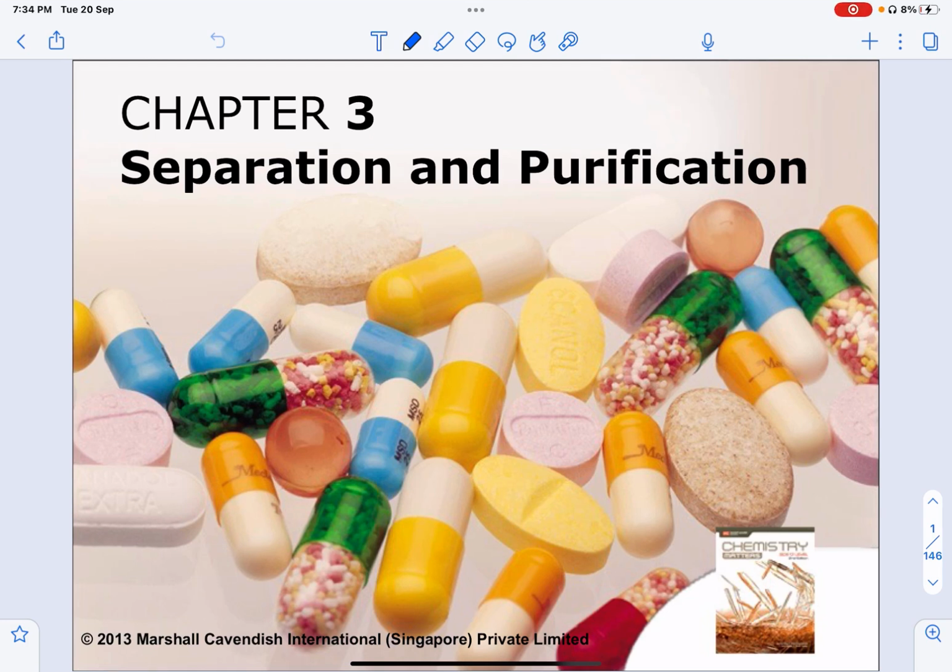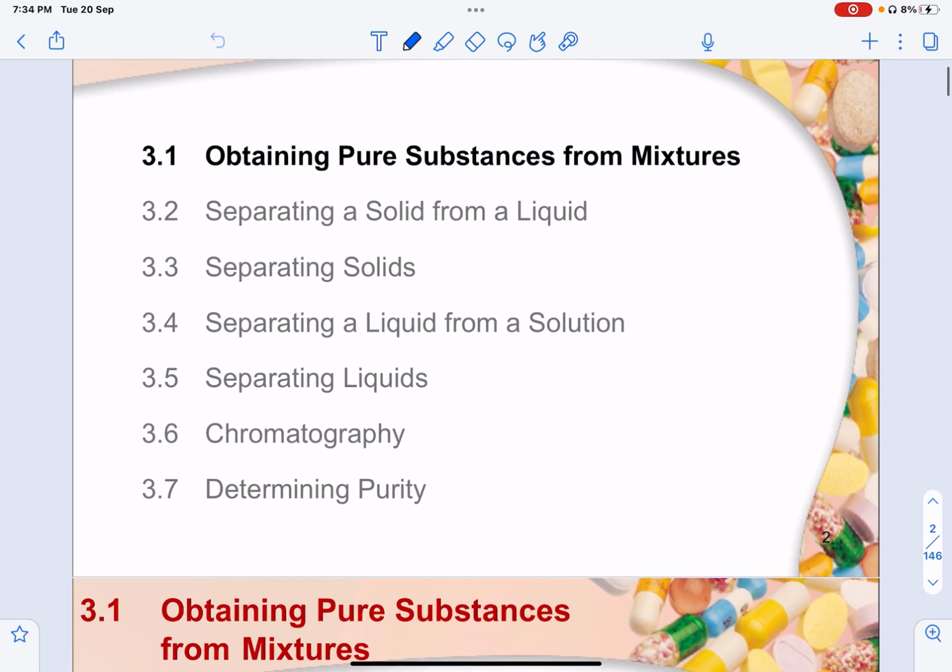So for today, we'll be talking about chapter 3, the separation and purification technique. And in this case, when we take a look at this, these are the items that we need to know. Generally, it is cascaded based on the types of substance that we would like to separate from a mixture as well as from the different states.